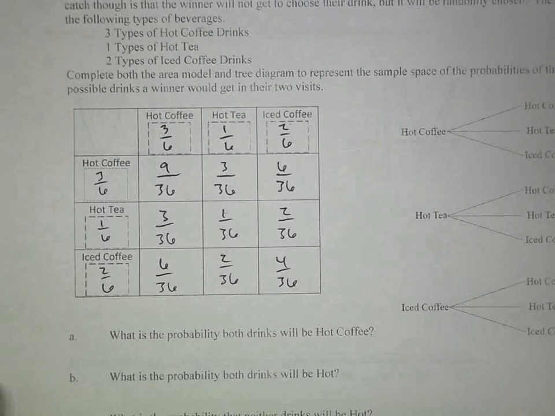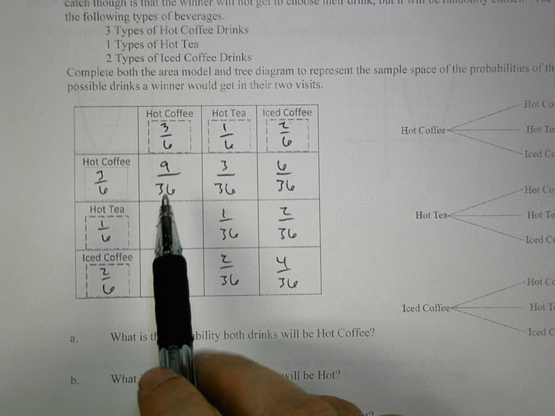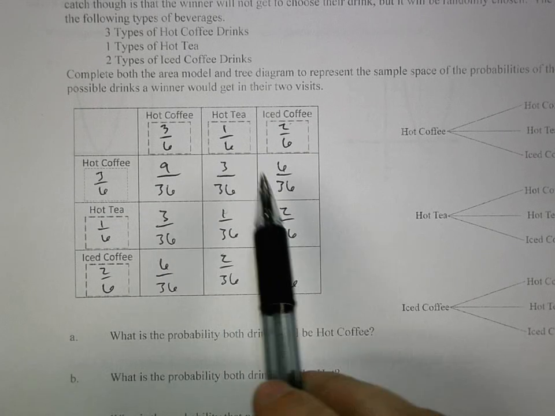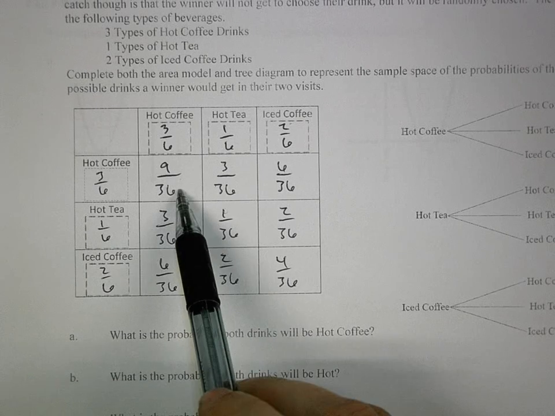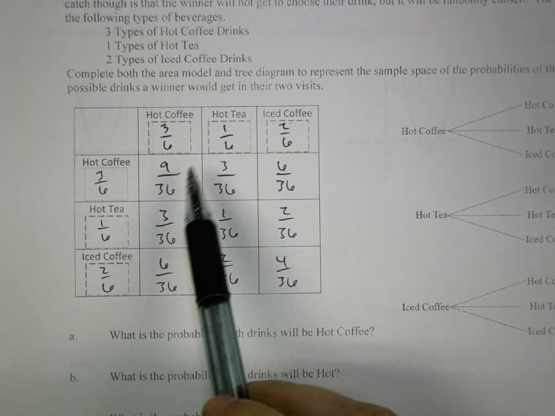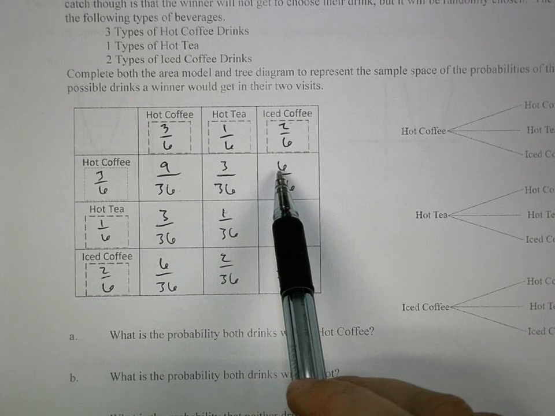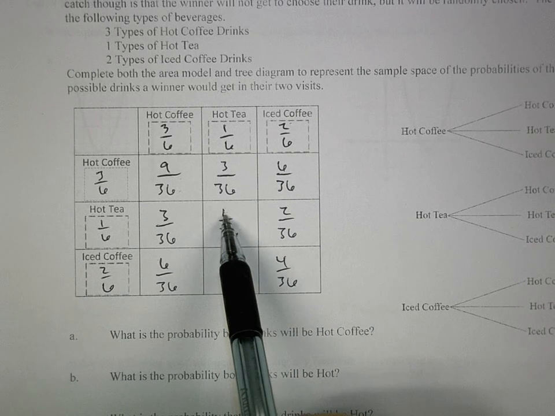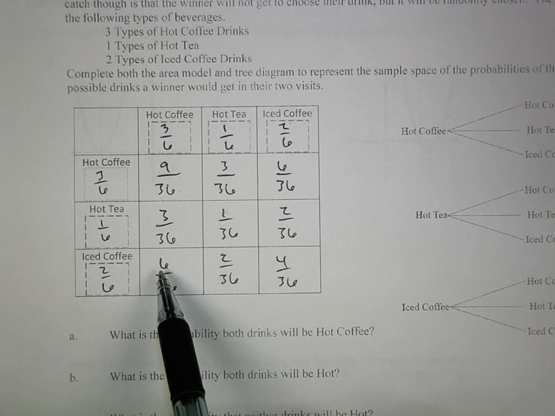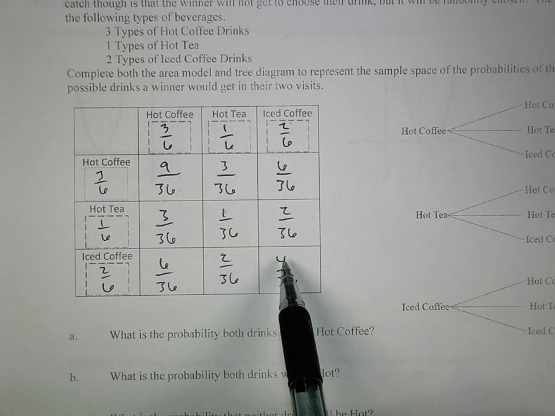Okay. So we're just multiplying all of them. All of your numerators should add to 36 because your probability should never add to be greater than 1. It should add to be exactly 1. So 9 plus 3 is 12, plus 6 is 18, plus 3 is 21, 22, 24, 30, 32, 36.